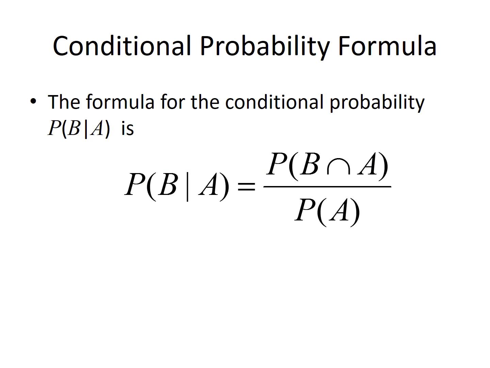The formula for the conditional probability, the probability of B occurring given that A has already occurred, is shown here. And this basically says that the probability of B occurring given that A has occurred is equal to the probability of A and B both occurring simultaneously divided by the probability of A occurring.